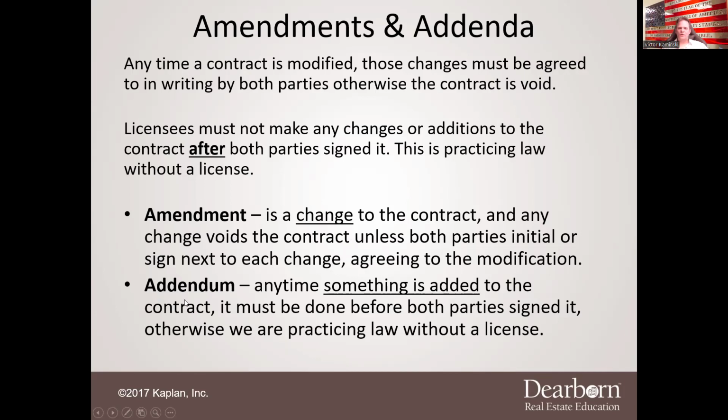If only one of them signed it and we do add or make changes, all parties need to sign off on those changes or additions. But remember, once the contract's been signed by everybody, we, as real estate agents, cannot make any amendments or addendums to a contract. Only an attorney can, because that would be practicing law.